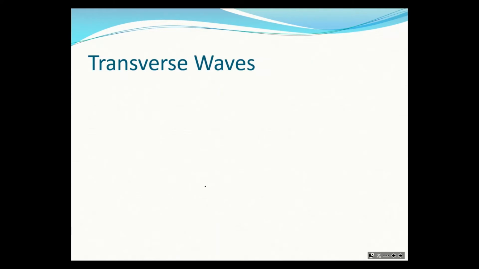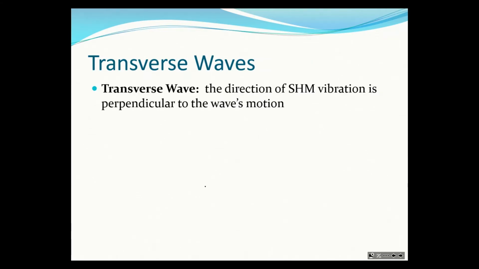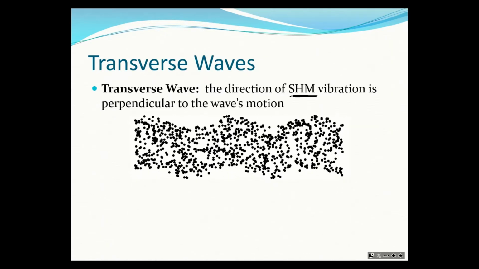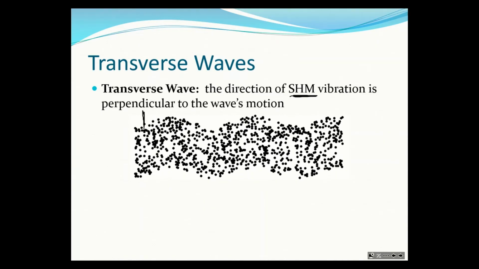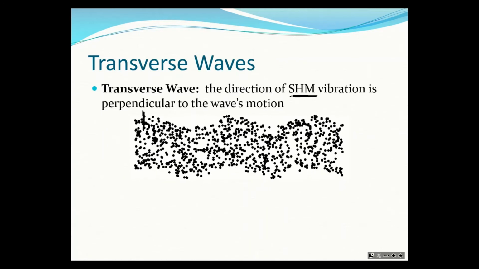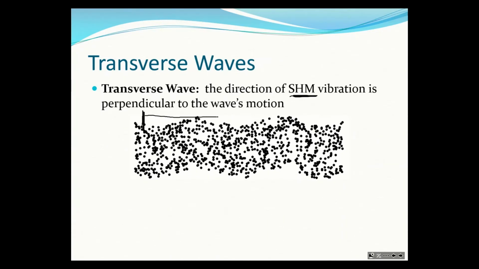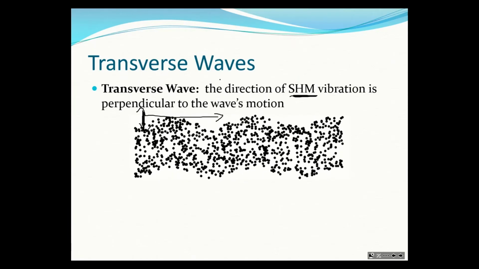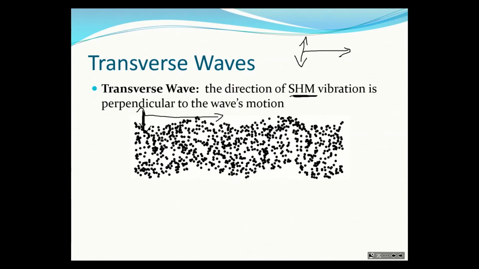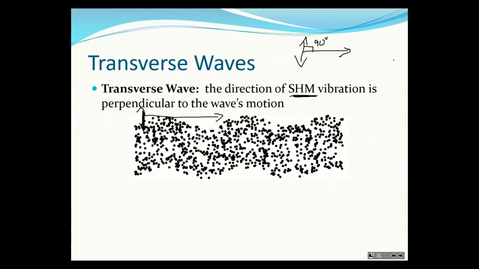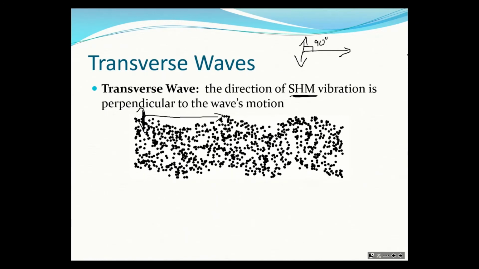So there's two different types of waves you need to know about. There's a transverse wave, and with a transverse wave, the direction of the simple harmonic motion vibration is perpendicular to the wave's motion. So this, what I showed you before, is a transverse wave. So the simple harmonic motion is the particles bouncing up and down, up and down, up and down, but the wave is going this way. So they're 90 degrees to each other. So the particles go up and down, the wave goes that way. This is 90 degrees, which is perpendicular. So that's a transverse wave.